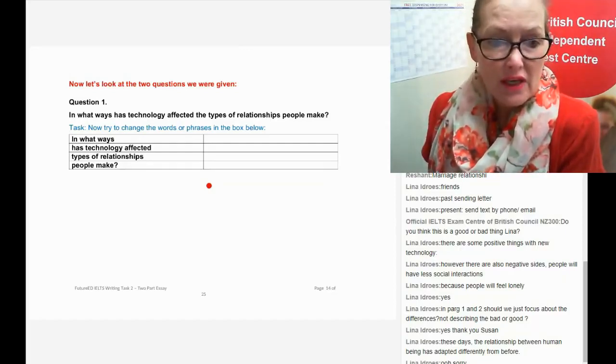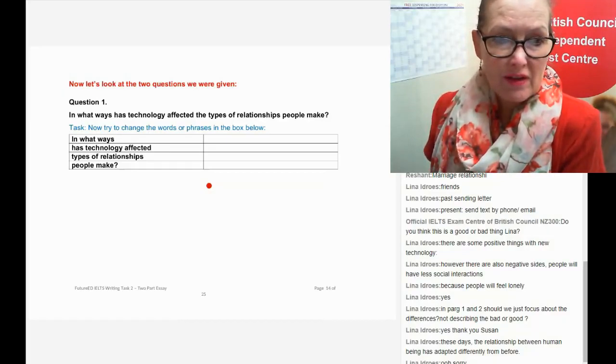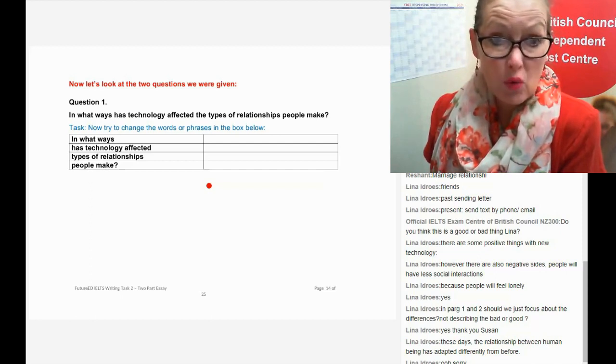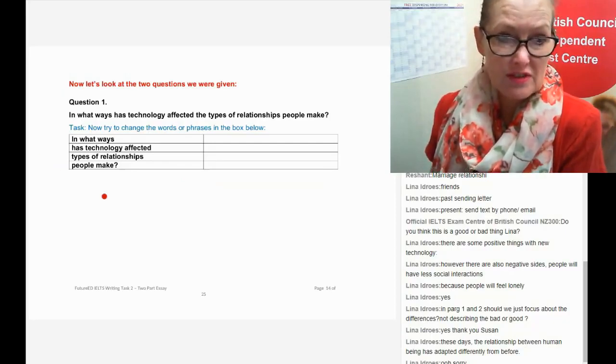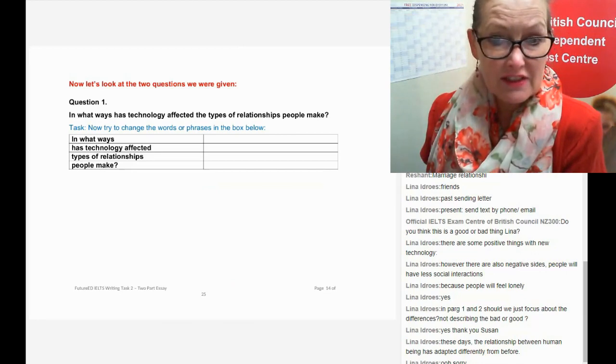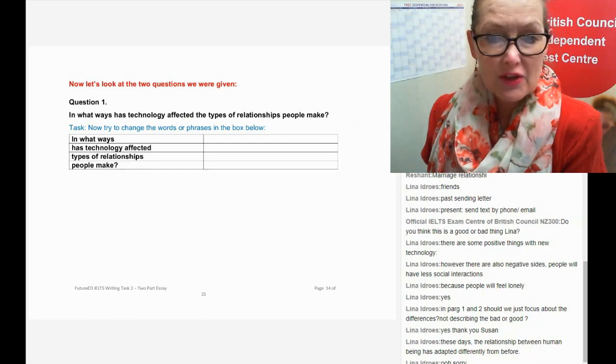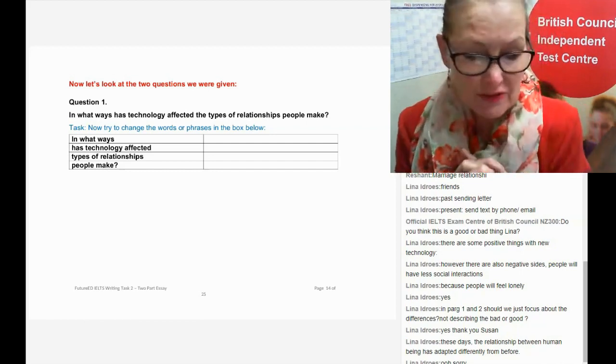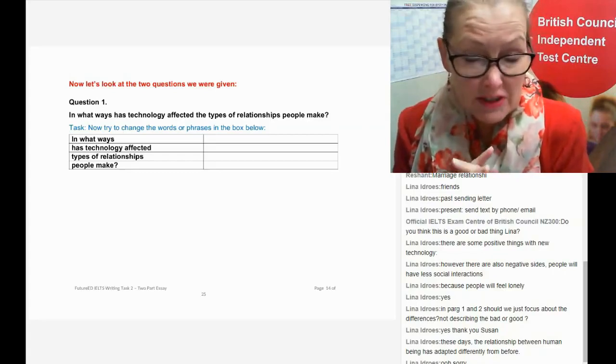Now let's look at the 2 questions we were given. We're paraphrasing all of these, and then we're going to put them all into one introduction. So let's paraphrase the next 2 questions, and we'll do the same thing here. Question number 1: in what ways has technology affected the types of relationships we make? Those are the words that we've been given. Take a few minutes and think about how you would change those words to say that differently. Again, you can pop it in the chat box.